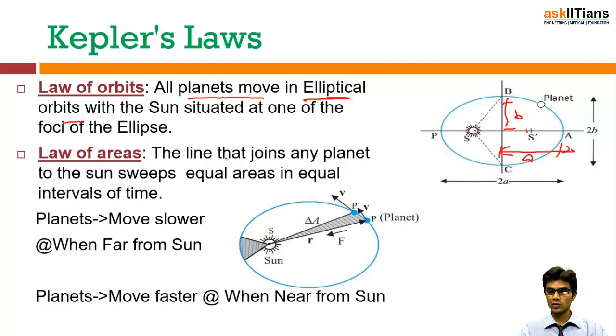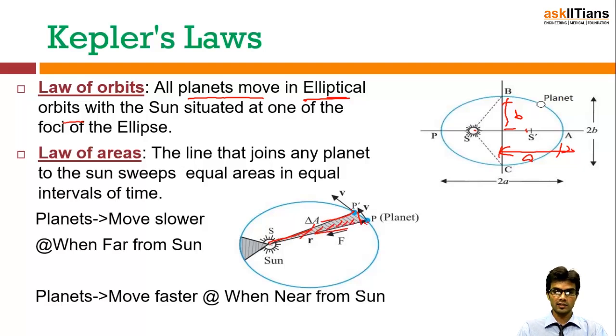The line that joins any planet to the sun sweeps equal areas in equal intervals of time. Let us consider this is the sun and this is the planet, and according to law of areas, the line joining the planet and the sun, this is the line joining, and let us consider it moves from here to here. So this will give a particular area.